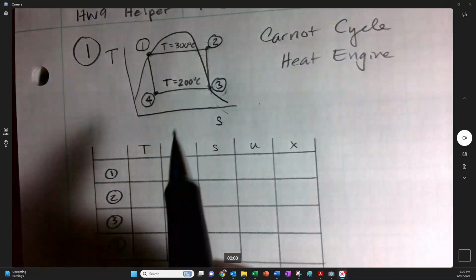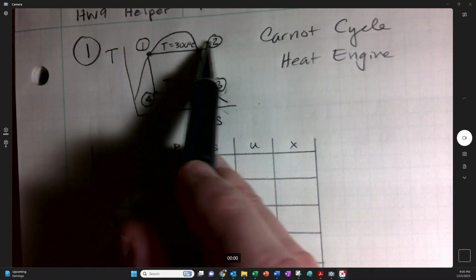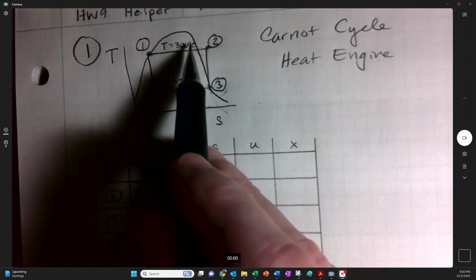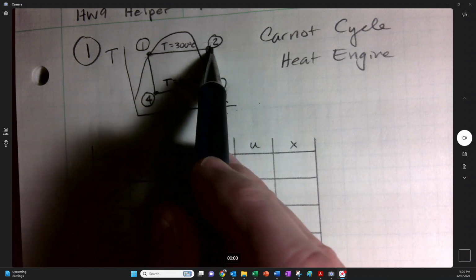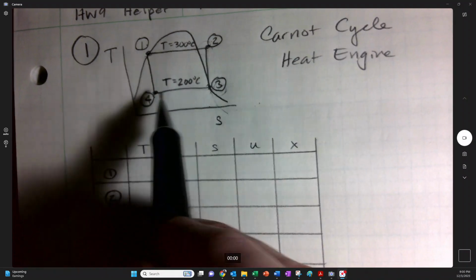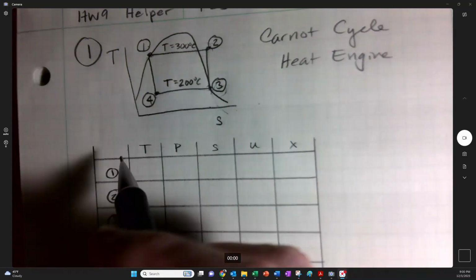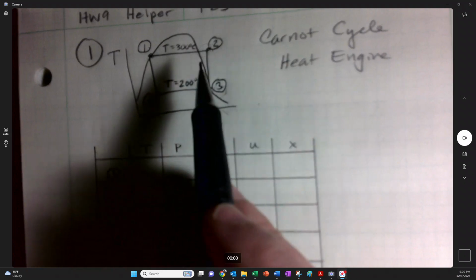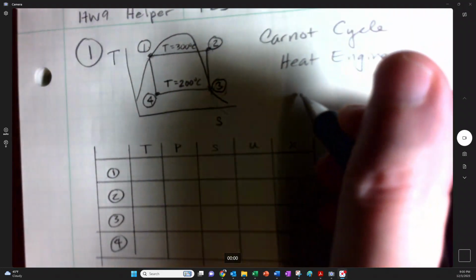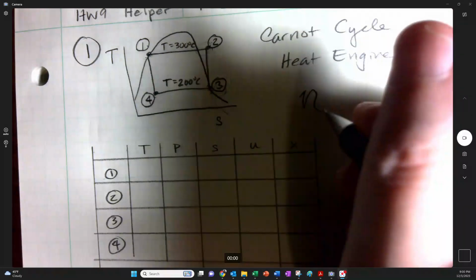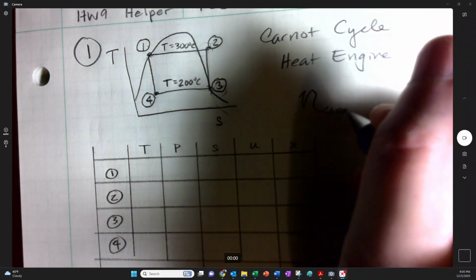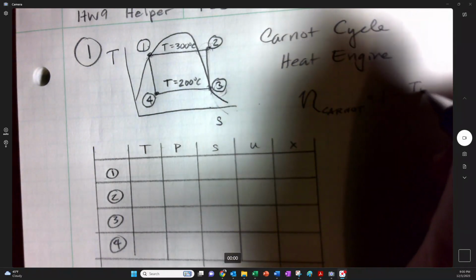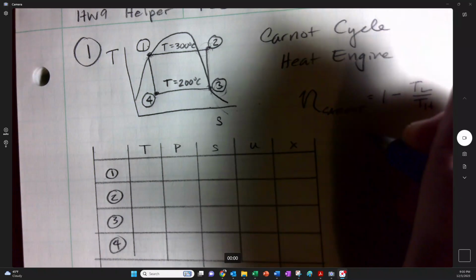What I'd like to do is find out what all these properties are, and then find the change in heat and the change in work through each of these: 1 to 2, 2 to 3, 3 to 4, 4 to 1. Then compare the efficiency I would get, based on the net work divided by the heat in, to the basic Carnot efficiency, which is equal to 1 minus T_L over T_H. So let's go ahead and find that right away.